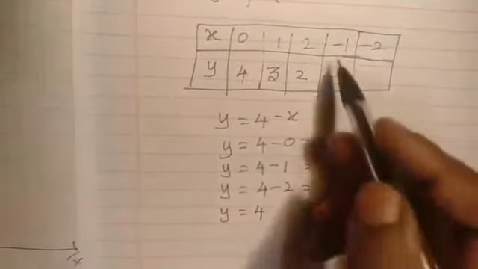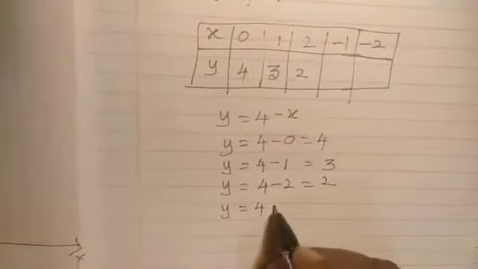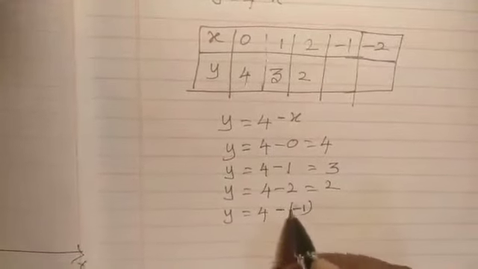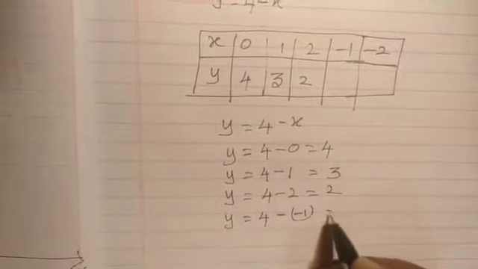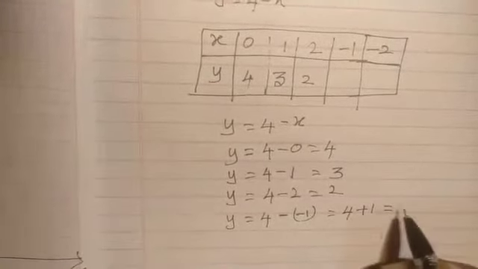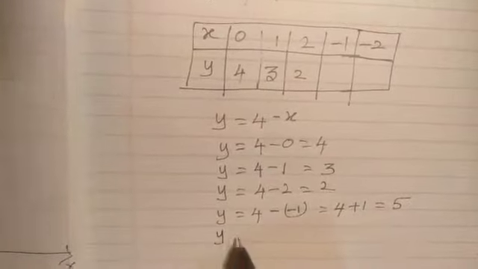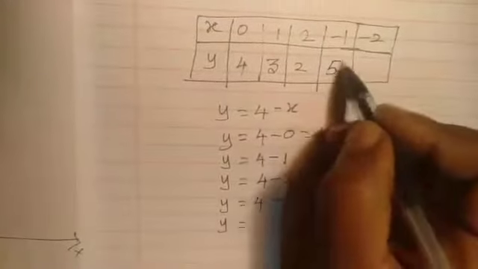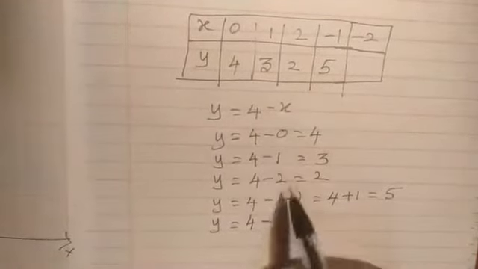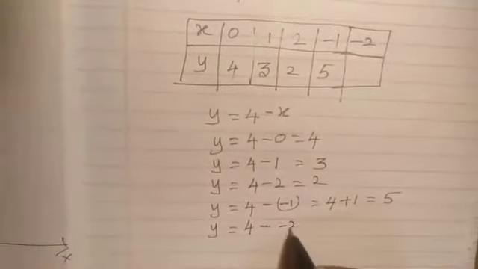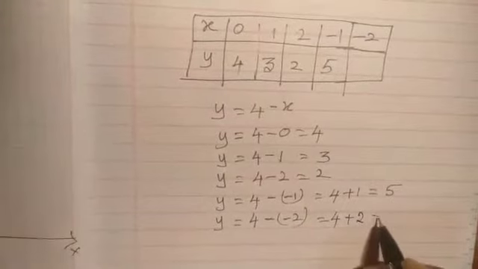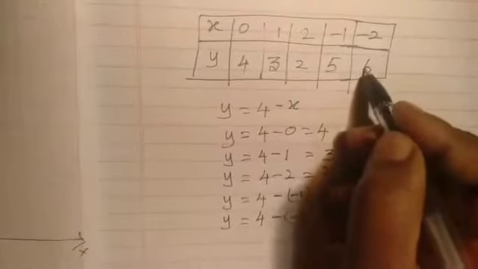Next we apply x value minus 1. Already we have a minus in the equation, and again minus 1 we give for x, so 4 minus into minus is plus 1. So 4 plus 1 is 5. Next x value is minus 2. Again in the x place we substitute minus 2, so 4 minus into minus plus 2, 4 plus 2 is 6. We give 6 here.